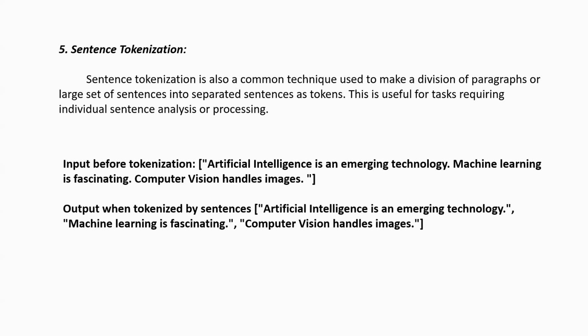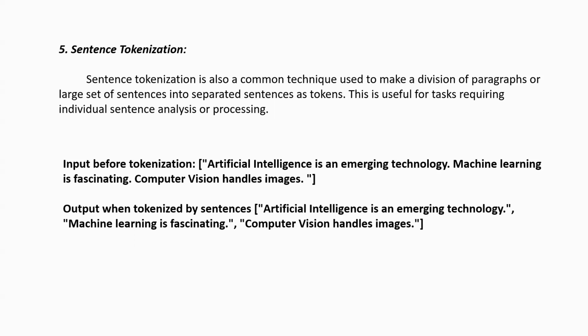Now, sentence tokenization. It is one of the most important and common techniques we use in tokenization. Sentence tokenization is used to divide a paragraph or a large set of sentences into separate sentences. This is useful for tasks requiring individual sentence analysis or processing. In simple words, it splits a paragraph into sentences, just like word tokenization splits text into individual words.